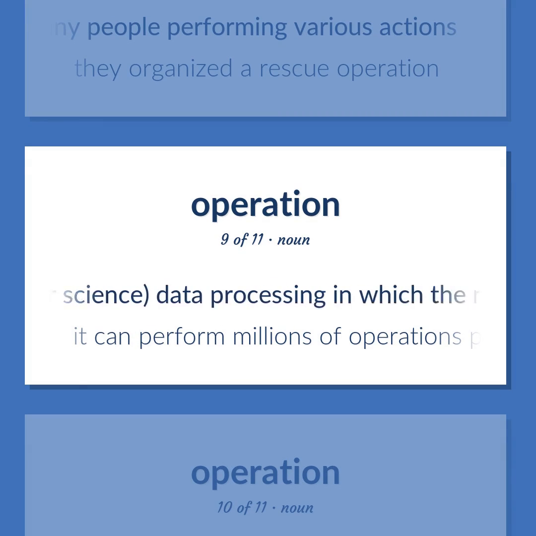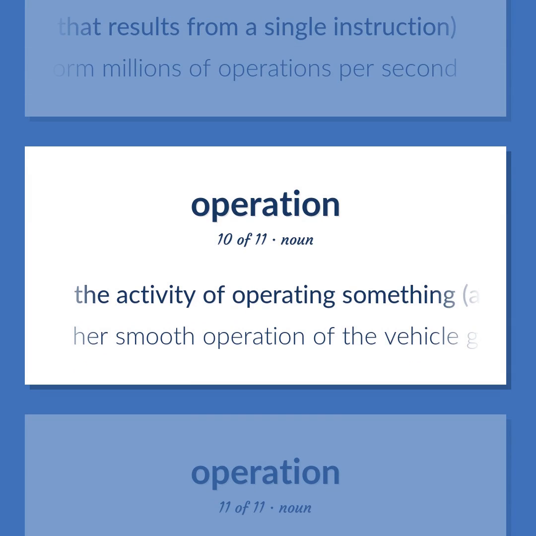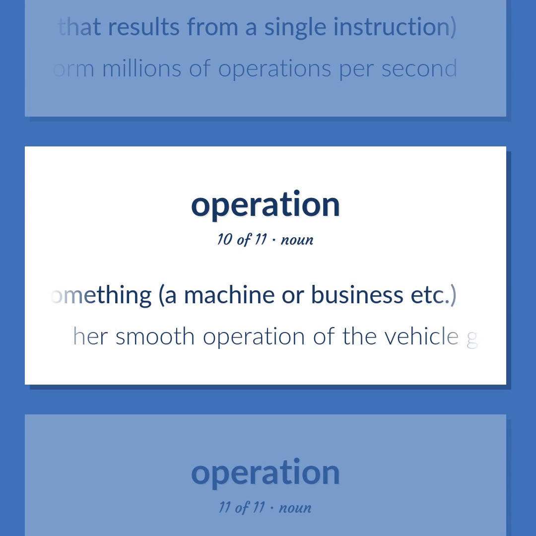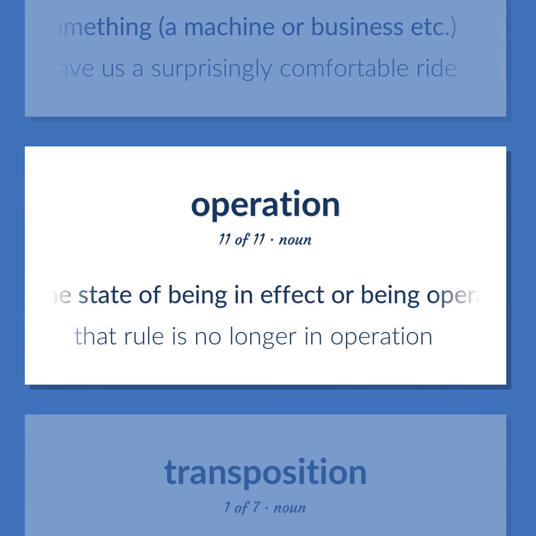Computer science: data processing in which the result is completely specified by a rule, especially the processing that results from a single instruction. It can perform millions of operations per second. The activity of operating something, a machine or business, etc. Her smooth operation of the vehicle gave us a surprisingly comfortable ride. The state of being in effect or being operative. That rule is no longer in operation.